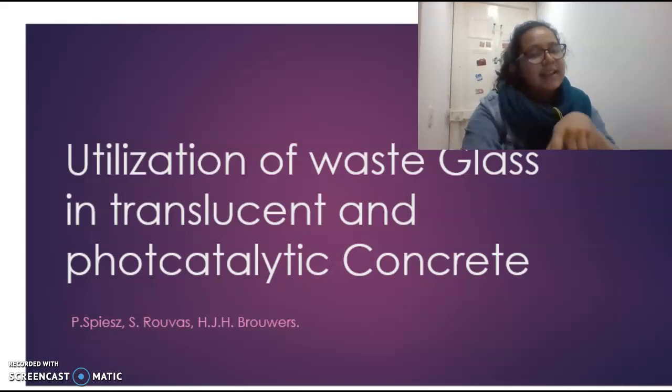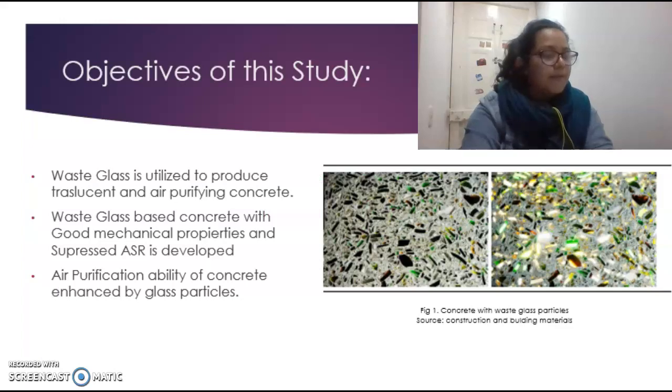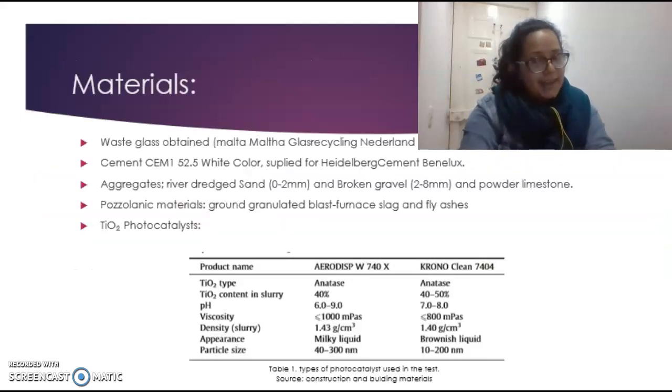Utilization of waste glass in translucent and photocatalytic concrete. The objective of this paper is to find a way to use waste glass in the concrete and produce translucent and photocatalytic concrete with good mechanical properties and suppress alkali-silica reaction. The materials used in this study.